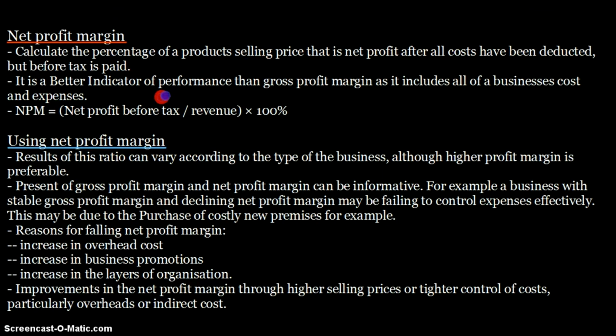It is a better indicator of performance than gross profit margin, as it includes all of a business's costs and expenses. That's why it's a better indicator than your gross profit margin. It is calculated by the formula: net profit before tax divided by revenue, multiplied by 100%. So that's how you get your net profit margin.